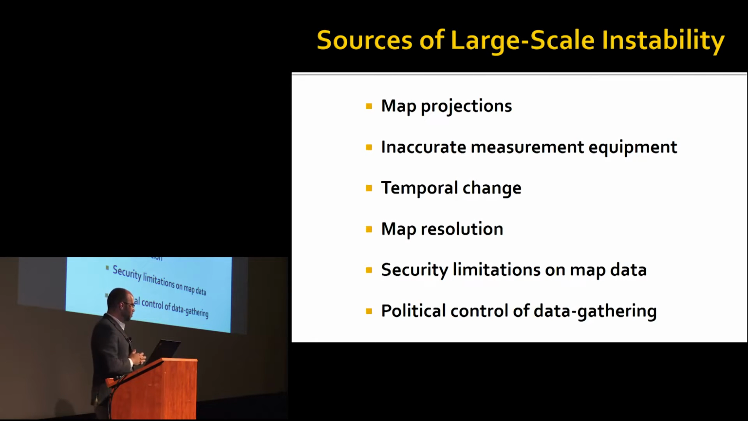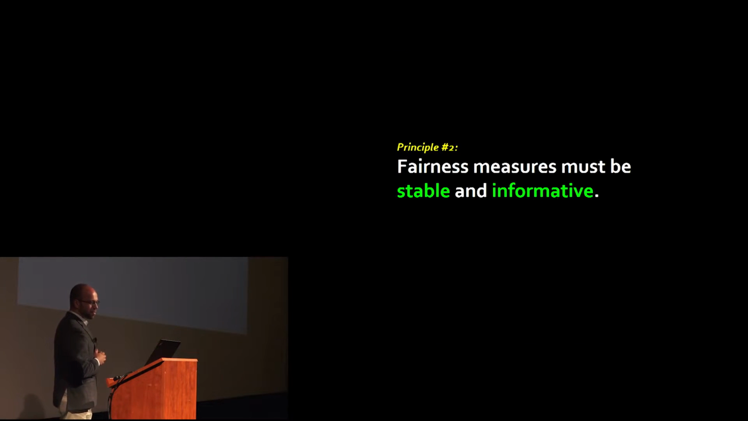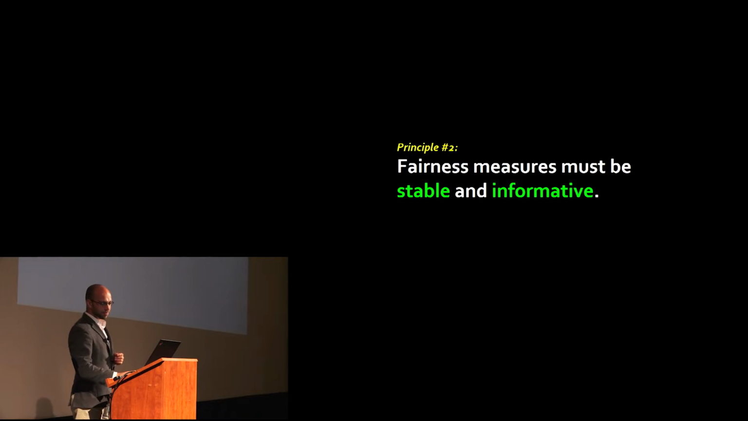Now, of course, if you talk to a mathematician and say, okay, I want the most stable possible measurement, what do you think they're going to tell you? Well, if you think about it for a second, there's one really stable thing to do, which is to say, no matter what, I'm always going to tell you that a district is gerrymandered, or maybe the other way around, whatever. This is incredibly stable, right? No matter what I do to x, f of x doesn't change. But in the parlance of the machine learning world, we would say that this is not informative, right? It doesn't tell you anything. So our second principle here is that fairness measures must be stable and informative.